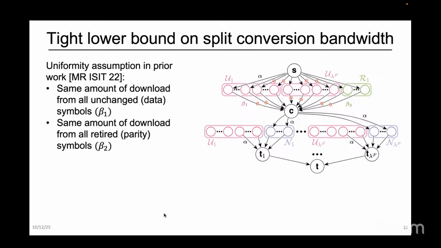So it assumed that the download is uniform from all the data part and uniform within the parity part. So both of them could be different. That is, beta 1 is the amount downloaded from each of the data symbols, and beta 2 is downloaded from each of the parity symbols. Beta 1 was shown to necessarily be different from beta 2, but it assumed the same beta 1 from all the data symbols and the same beta 2 from all the parity symbols.